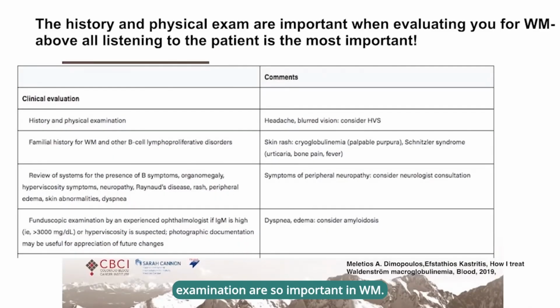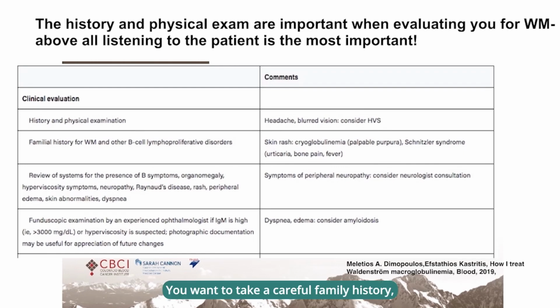So the history and physical exam are so important in WM. And I always tell my patients, and when I teach the students and the residents, I say, hey, when all else fails, listen to your patient. And in WM, your patient is going to tell you if they're symptomatic and need to be treated. And so the critical elements when you're seeing a patient with WM as a physician is to go through and do a careful history and physical examination. You want to ask about the presence of headaches or blurred vision.